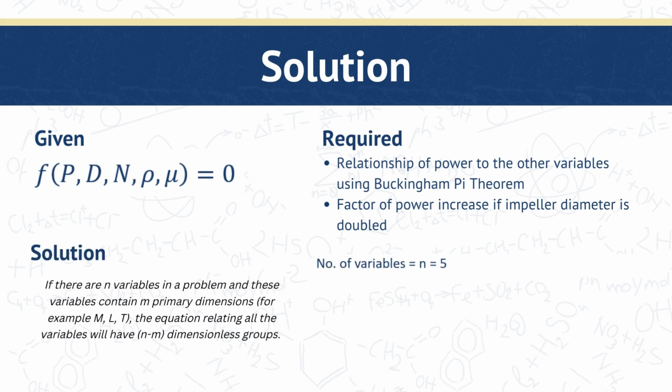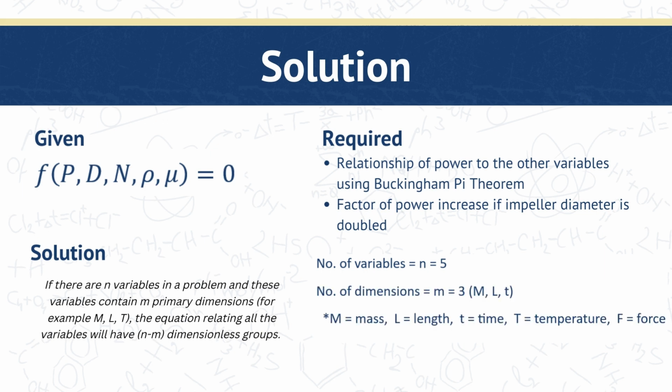We have five variables and three dimensions, which are M, L, and T, or the mass, length, and time. Note that we don't account for the temperature in any of the five variables. Therefore, we have n minus m equal to two dimensionless groups, which we call pi terms in this process.